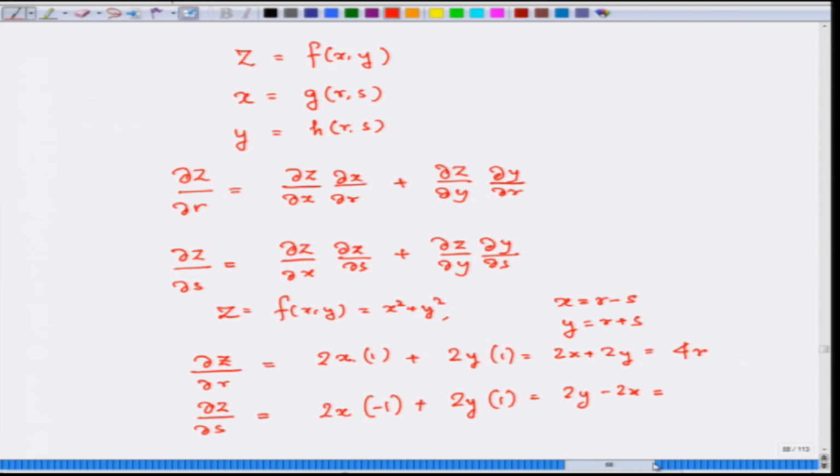So, these are simple examples to illustrate the chain rule. I hope you have a fairly good working idea about what these are. Proving etc. is a different thing, we are not going to get into that, but let us just have a look at the working details and with the examples see how to work with it.